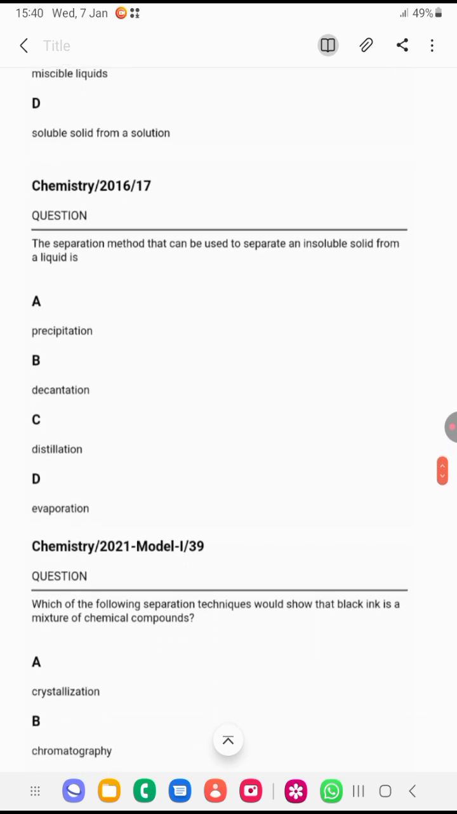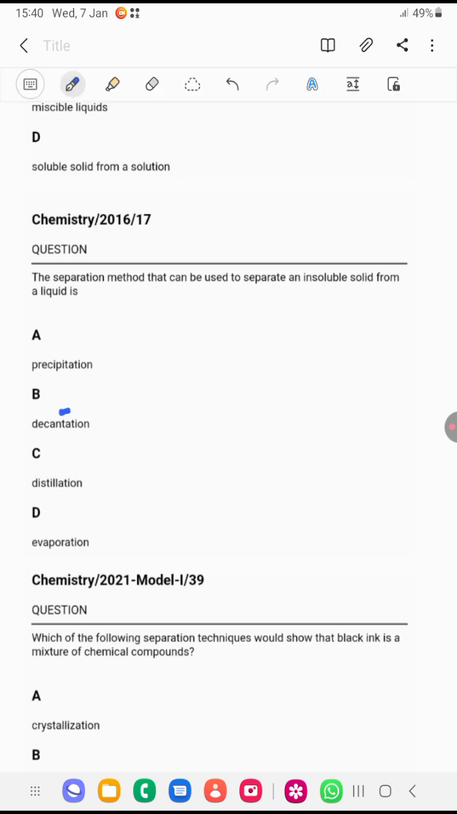Okay, look at this question here. It's similar to the previous question. The separation technique that can be used to separate an insoluble solid from a liquid. A, precipitation. B, decantation. The answer is decantation. Decantation just means carefully pouring away. So when you carefully pour away the liquid, you will be left with the insoluble solid.